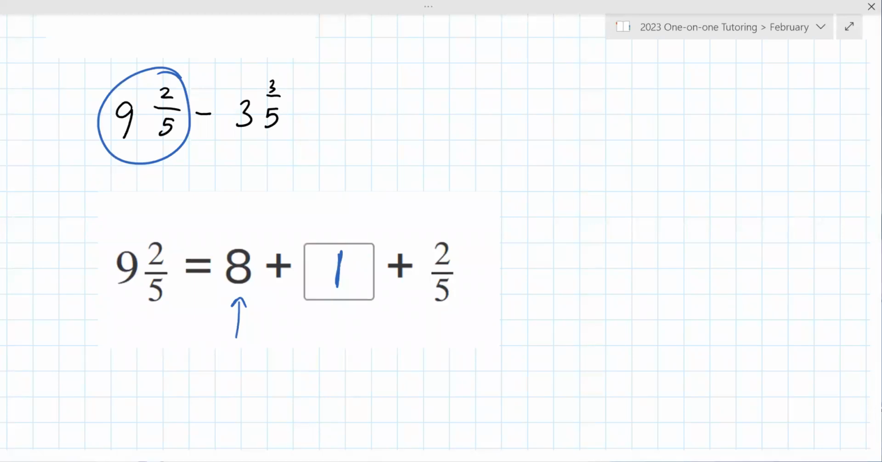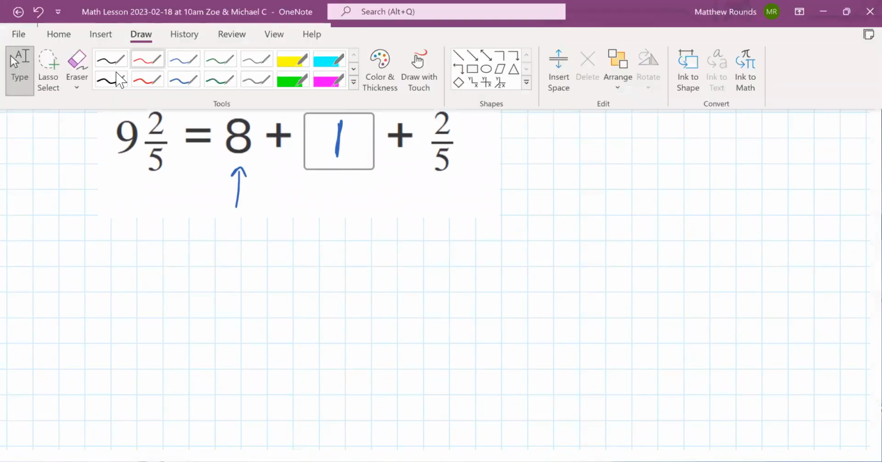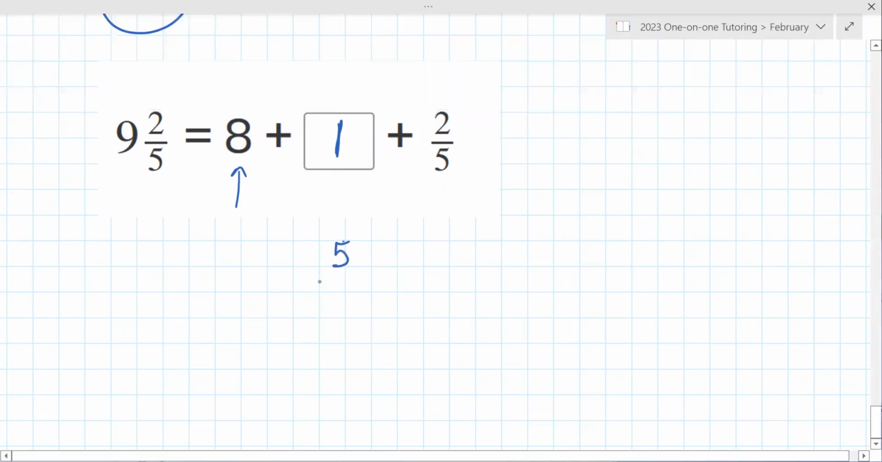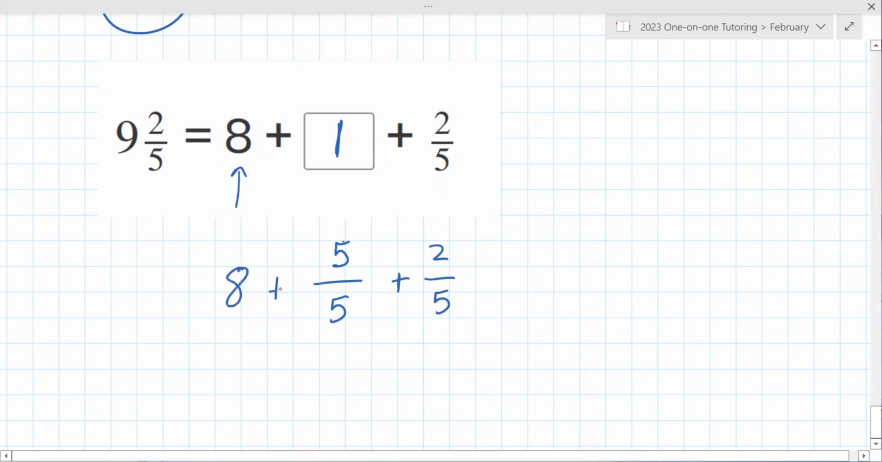All right. Now, why would we do this? Well, because we can actually convert the 1 into a new fraction. We can convert this 1 into 5/5 because we want to add it to the 2/5. Do you see that? See how we just made the 1 into 5 divided by 5? We always use this bottom over here, whatever this bottom number is.